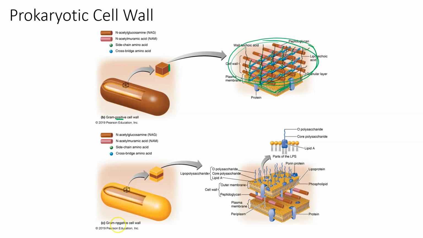Now, how does the gram-negative cell wall compare? Gram-negative cell walls are actually very thin, and they are sandwiched between two layers of phospholipids, or two phospholipid bilayers. So a gram-negative cell has an exterior cell membrane, an interior cell membrane, and then a really thin cell wall sandwiched between those two membranes.